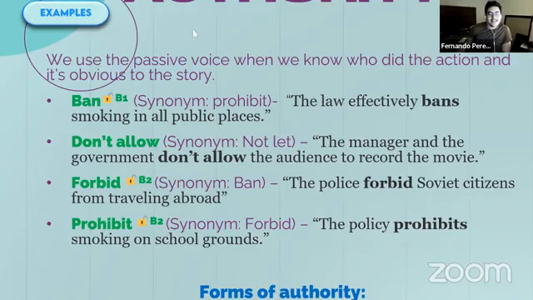This is the way, and this is the reason why we need to understand the context of the conversation. Because if we are talking specifically about authority, prohibition, laws, rules, the government, a manager, your boss, then it's very, very common to use this structure in a different way.